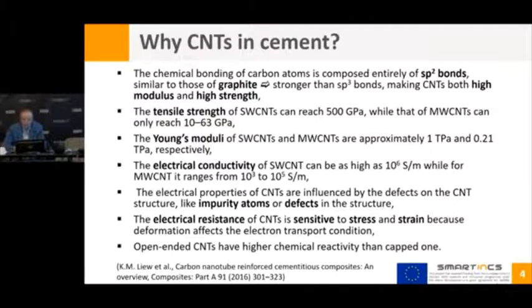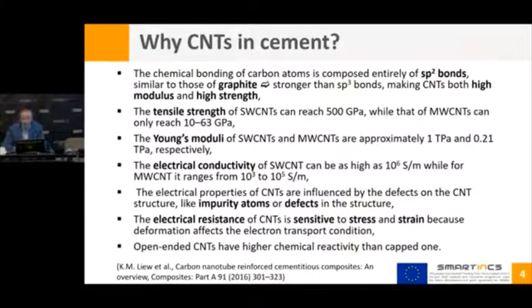But anyway, these tensile strength values are much higher with respect to most of the other materials. Young's moduli, of course, for this kind of nanotubes, either single-wall or multi-wall carbon nanotubes, are also expected to be pretty high, about 1 terapascal for single-wall carbon nanotubes, and 5 times lower for multi-wall carbon nanotubes.